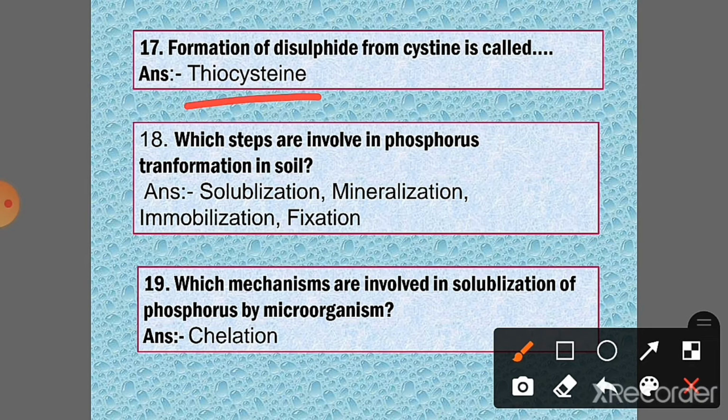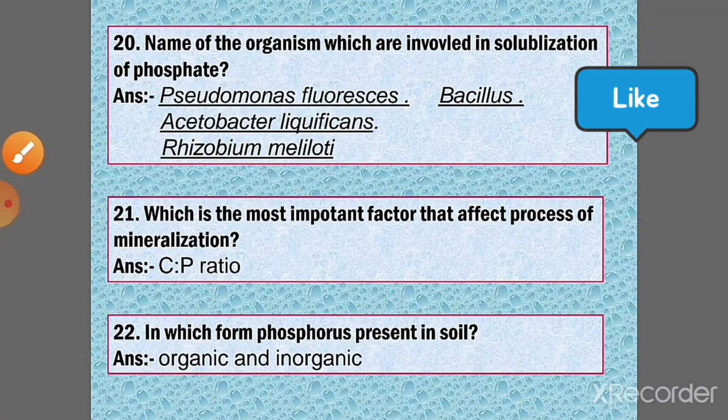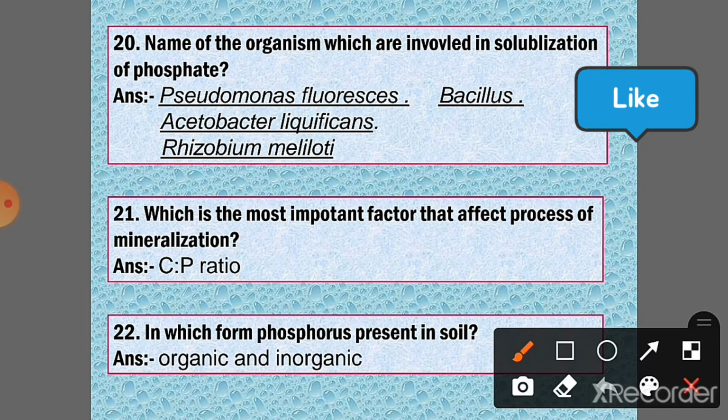Question 18. Which steps are involved in phosphorus transformation in soil? Solubilization, mineralization, immobilization and fixation. Question 19. Which mechanisms are involved in solubilization of phosphorus by microorganisms? Answer: chelation. 20. Name the organisms involved in solubilization of phosphorus: Pseudomonas fluorescens, Bacillus, Acetobacter liquefaciens and Rhizobium meliloti.